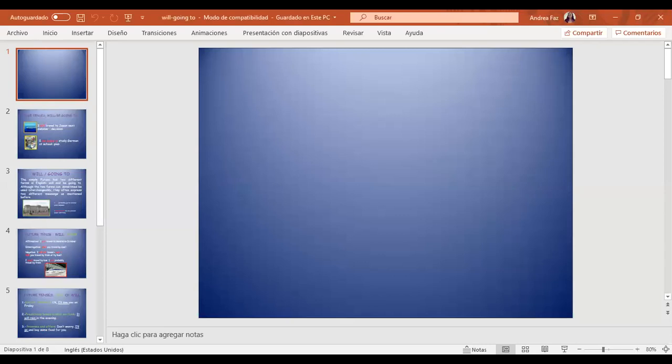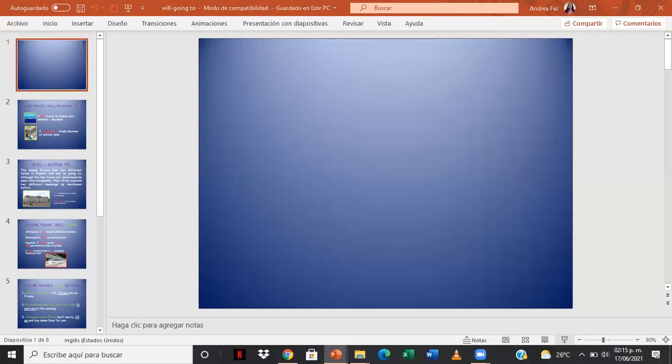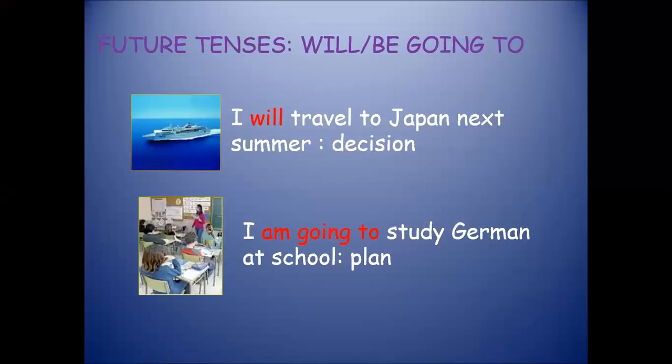Nice. Very good. So the second topic I have for today's class is going to be very simple, and I am pretty sure that the majority of you are already familiar with it. Ah, there you go. So we're going to talk about essentially the future tenses, will and be going to forms. But we're also going to have some extra information about the present continuous used to talk about the future.